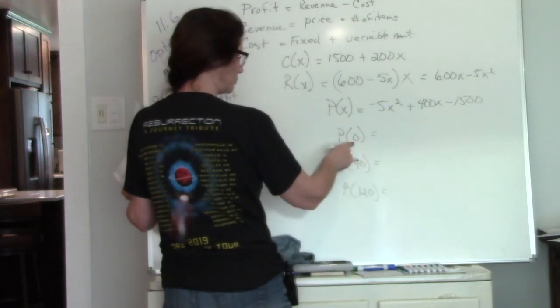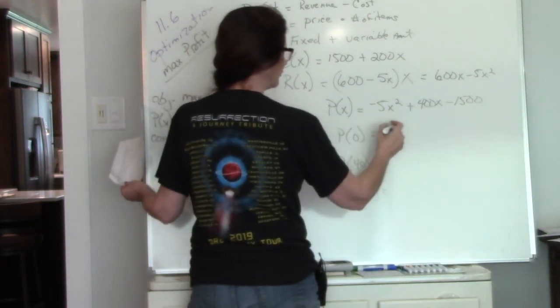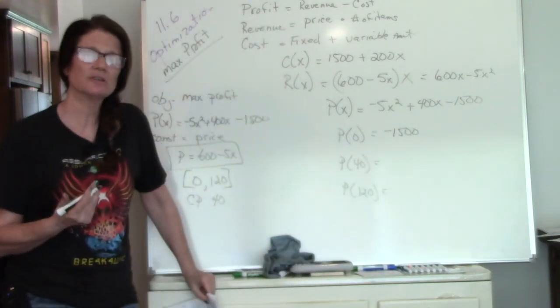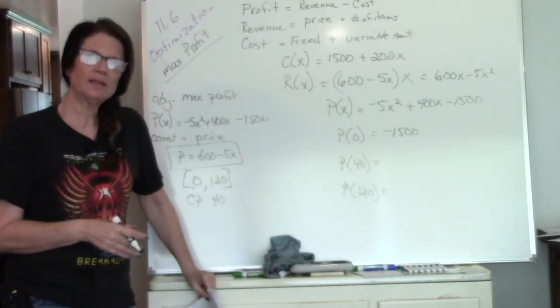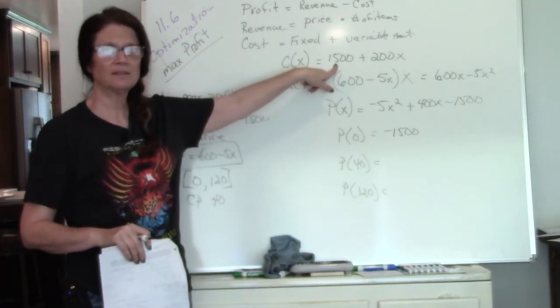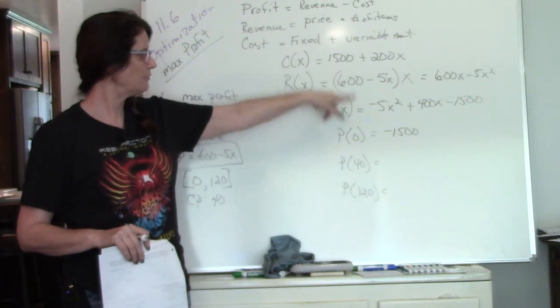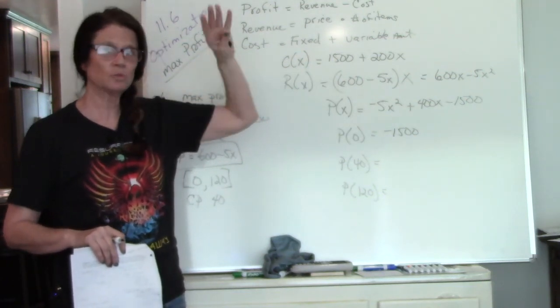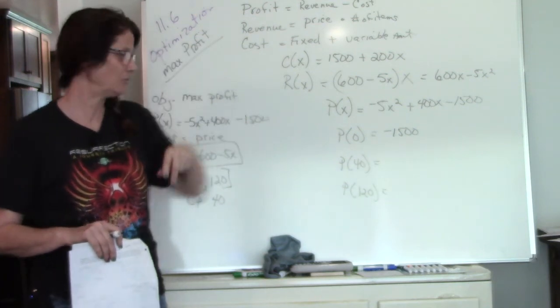So when I plug 0 in here, it's going to spit out negative 1,500. Make sure that makes sense to you. If I have 0 products, my fixed costs still have to be paid. That's why it's negative 1,500. That means I am in the hole $1,500. I have not sold one thing, and I still have to pay out my 1,500.